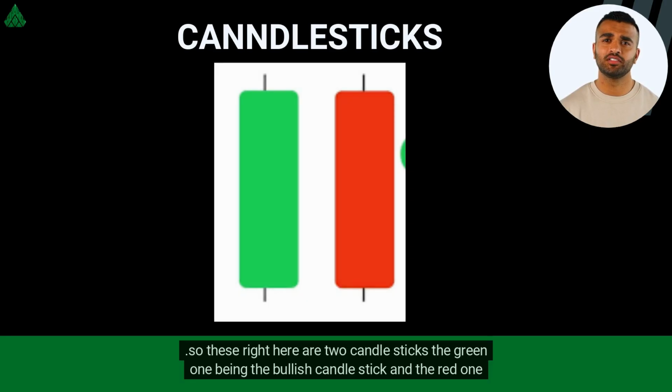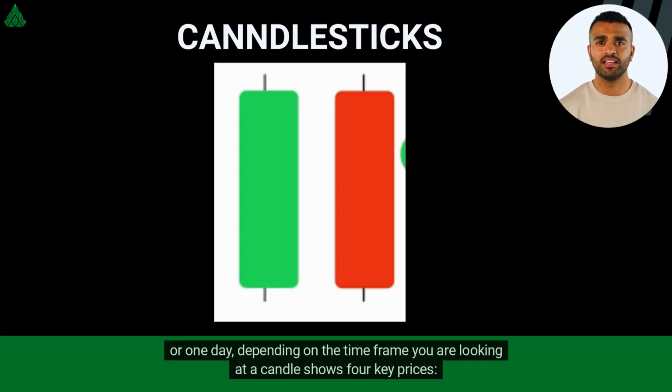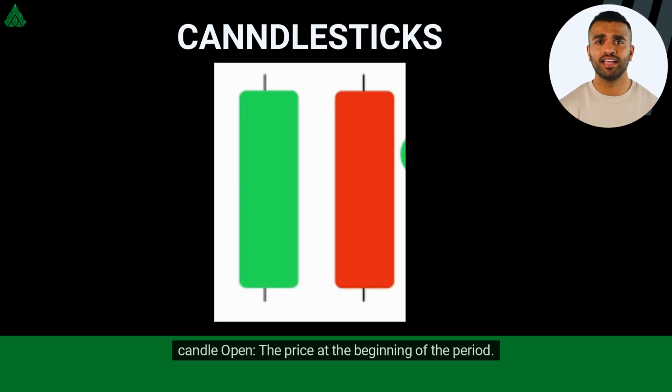So these right here are two candlesticks, the green one being the bullish candlestick and the red one being bearish. Each candlestick represents a specific time period, such as 1 minute, 1 hour, or 1 day. Depending on the time frame you are looking at, a candle shows 4 key prices. Candle open, the price at the beginning of the period. This is where the candle opened.